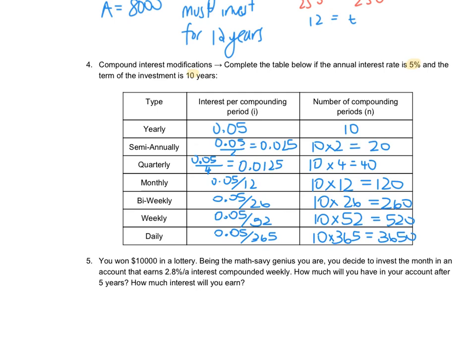So for all the compounding periods, I multiplied 10 by the appropriate amount. So 12 for the monthly, 26 for bi-weekly, 52 for weekly, and 365 for daily. And then for the compounding periods for the interest, I divided that 0.05 by the number of compounding periods. So now let's try to use our formula and this knowledge of the modification.